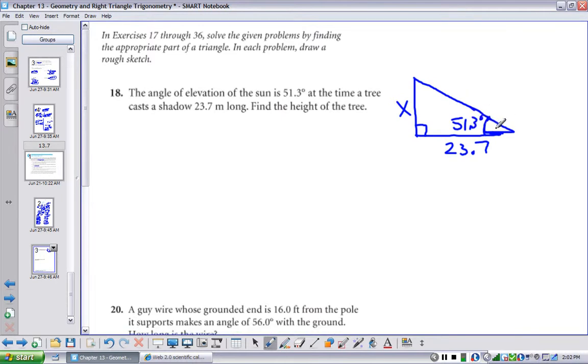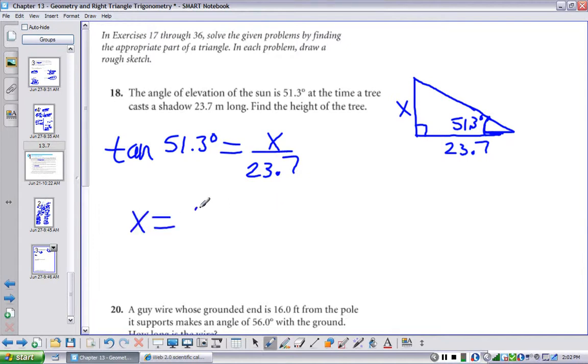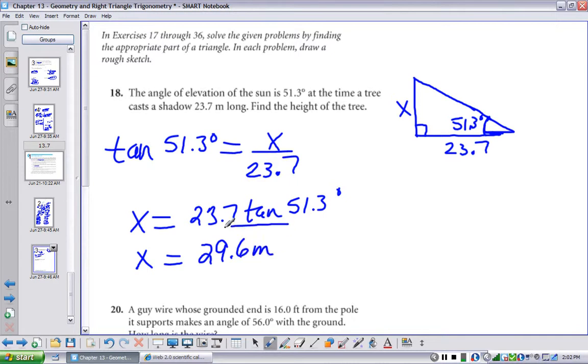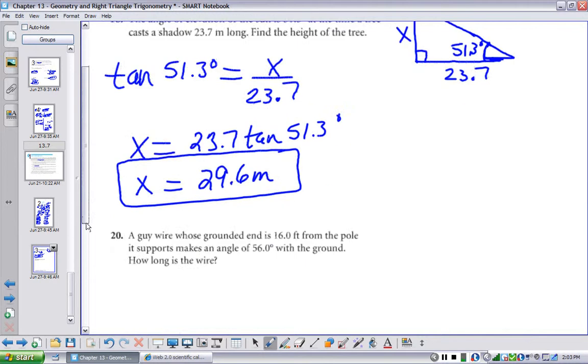So we're given this angle. We want to find the opposite. We're given the what? Adjacent. Remember that tangent is opposite over adjacent. So X is going to be 23.7 times tangent 51.3 degrees. So X is going to be 29.6 meters.